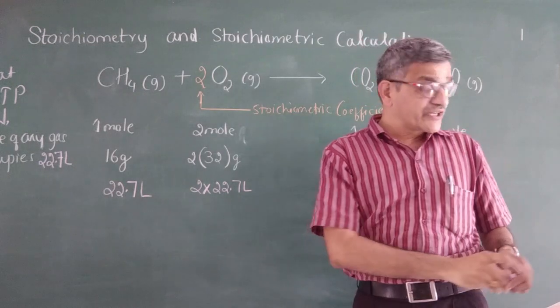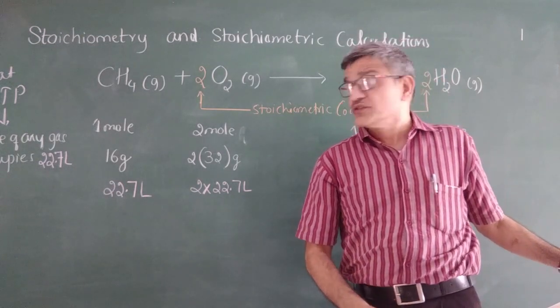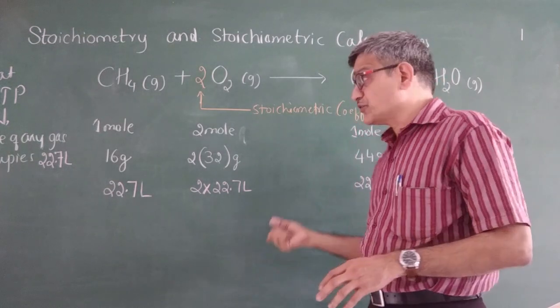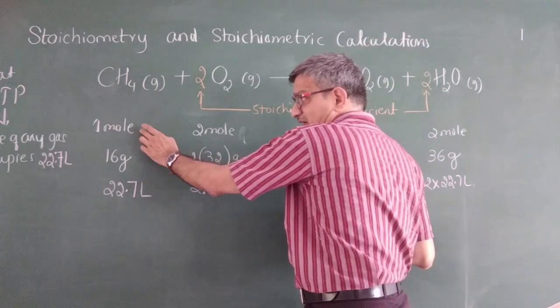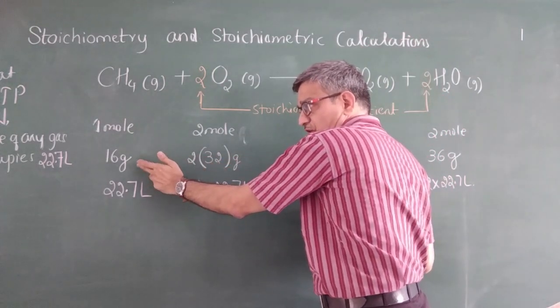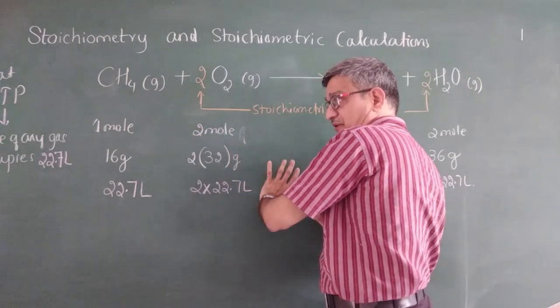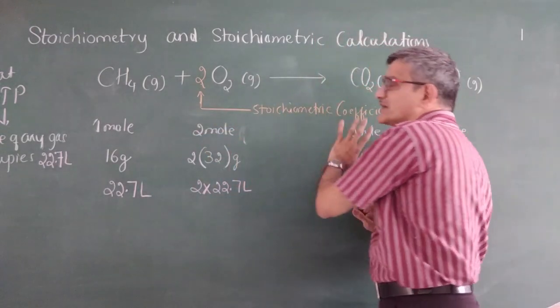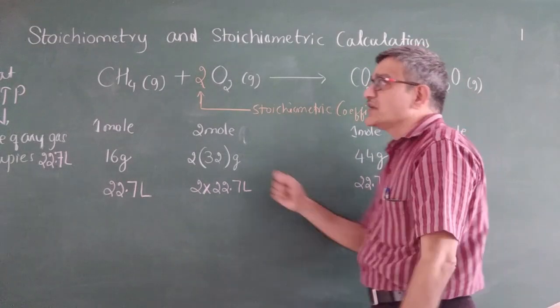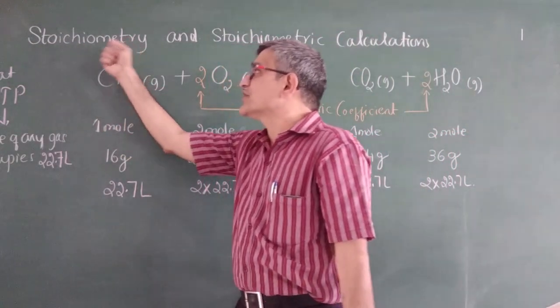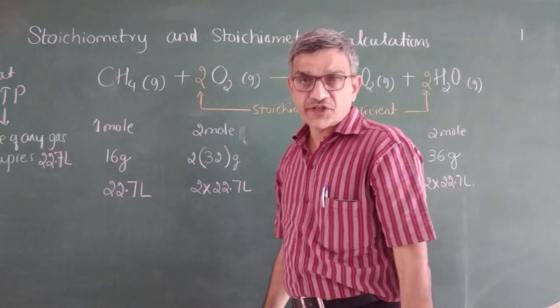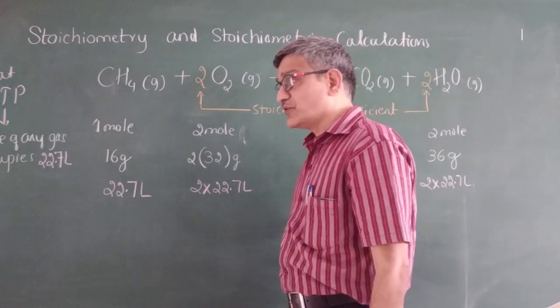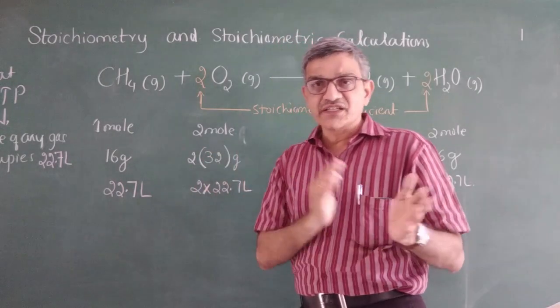One very important concept, because it is also asked in the CET a lot: you may be given in terms of moles and you have to convert to grams, or given grams and convert to moles. This type of calculation and reaction is known as stoichiometry. Stoichiometric calculation means a proportion.